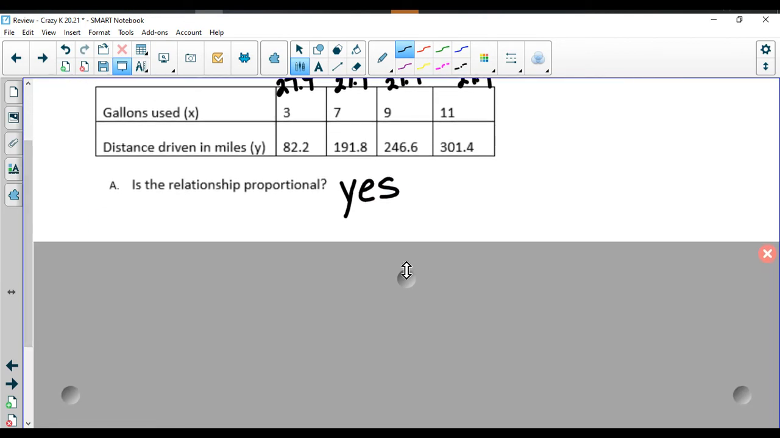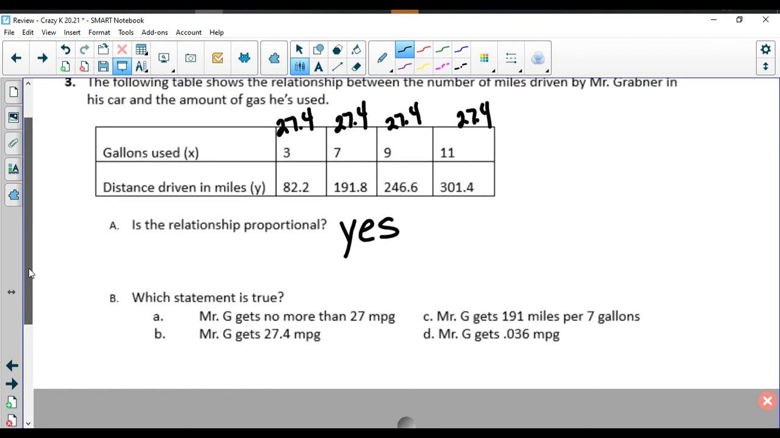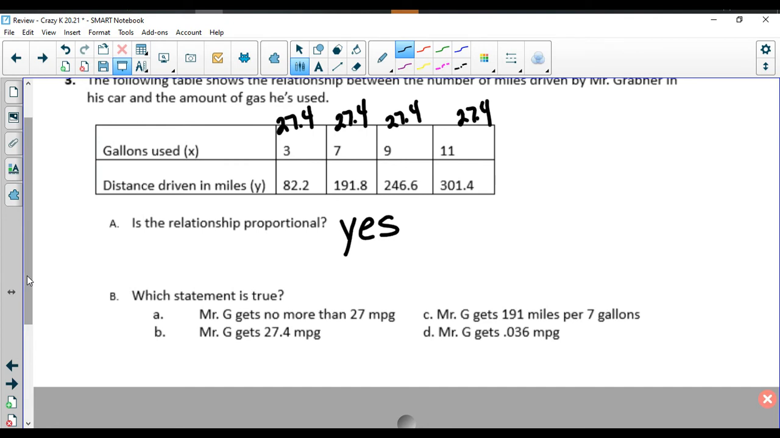For your next question here, it says which statement is true? So we have A, Mr. G gets no more than 27 miles per gallon. B, Mr. G gets 27.4 miles per gallon. C, Mr. G gets 191 miles per 7 gallons. Or D, Mr. G gets 0.036 miles per gallon. Correct statement here is letter choice B, because that was our K value that we had.